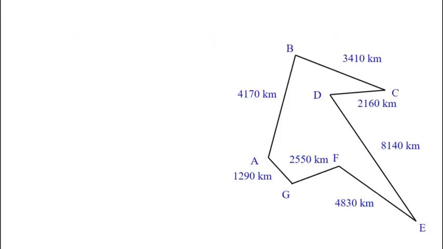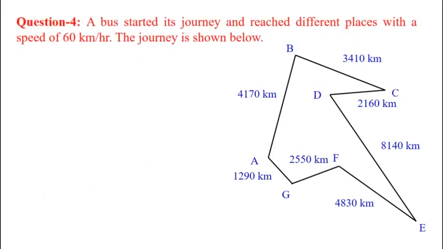So here is question 4. A bus started its journey and reached different places with a speed of 60 km per hour. The journey is shown below. So here this is the diagram. A bus starts from A to B, then C, D, then E, then F, then G. Again it comes at A.